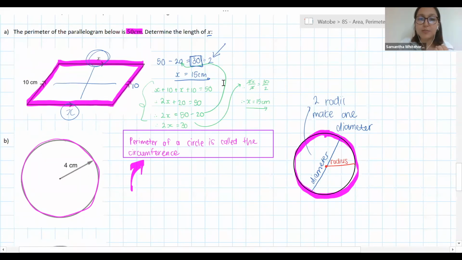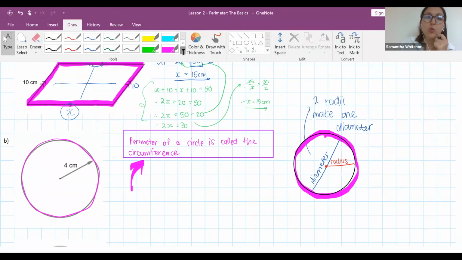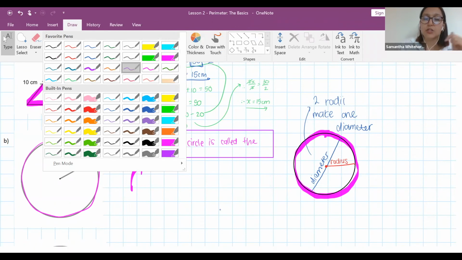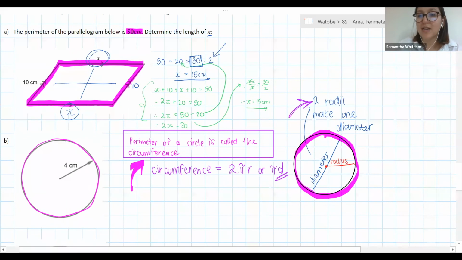Okay, so Uyanda's put on the chat there, in order to work out the circumference of a circle, we have got a special formula that we need to use. The circumference of a circle is found using 2 pi r. That is the formula that we need to know. You can also use pi d, where d is the diameter, and this makes sense. 2r is 2 radii, and we've just said that 2 radii make up 1 diameter.